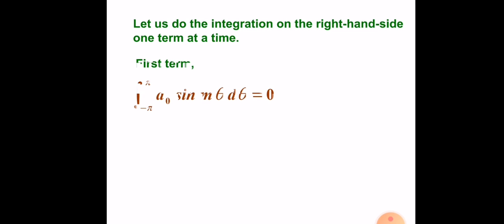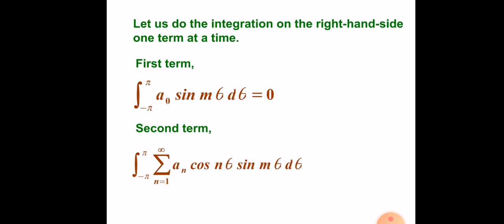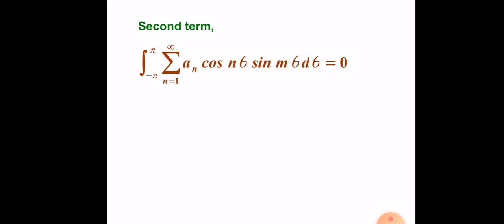So just like the second coefficient that we have evaluated, we are integrating term by term. When you deal with the first term, it will be integral minus pi to pi a0 sin m theta d theta. Obviously the equation gives a result 0. Taking the second term, integral minus pi to pi sum over n an cos n theta sin m theta d theta, that is equal to 0.